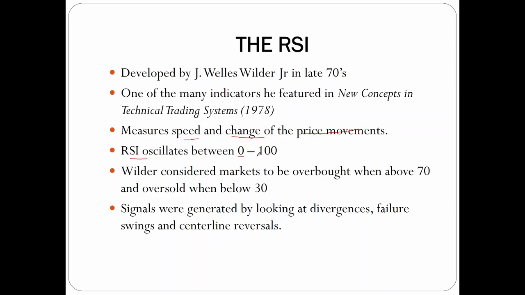It oscillates between 0 and 100. Wilder considered markets to be overbought when above 70 and oversold below 30. That means RSI levels 70 for overbought and 30 for oversold. And he generally looked for divergence, failure swings, and centerline reversals. This is how Welles Wilder Jr. used RSI. He used divergence, failure swing, and centerline reversals to trade with RSI.